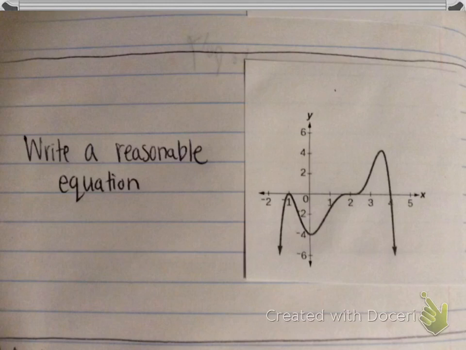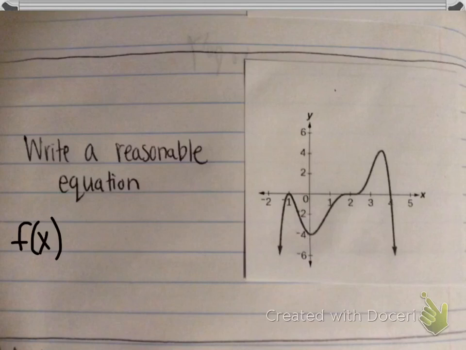Okay, and our last one for today. We want to write a reasonable equation for this graph here. So first of all, make sure if we're writing an equation, we are writing f of x. Now think back to what we did in our previous one. We needed to take the equation and we got the roots from it. And so we're going to do this the opposite here. We're going to say, okay, I'm going to look at the roots that I have.